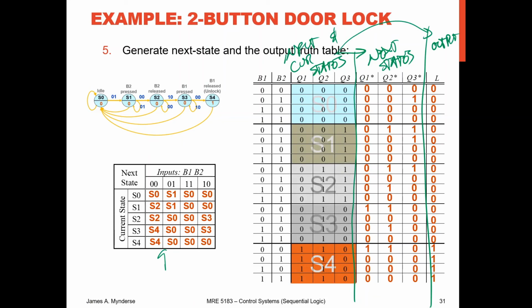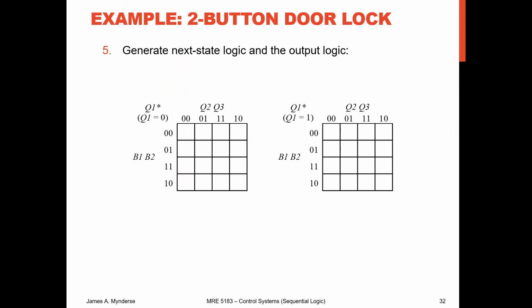So we should be able to use these then to make our K-maps. And if we can make our K-maps, then we can write out our next state logic as a combinational logic equation. So there's more inputs in this case, so we have to get a little fancier. So now we're going to have our Q1 star, our next Q1 state, split into two tables when Q1 is 0 versus when Q1 is 1, and so you can picture these as being stacked one on top of the other. And we're going to have B1 and B2 on one side and Q2 and Q3 on the other side.